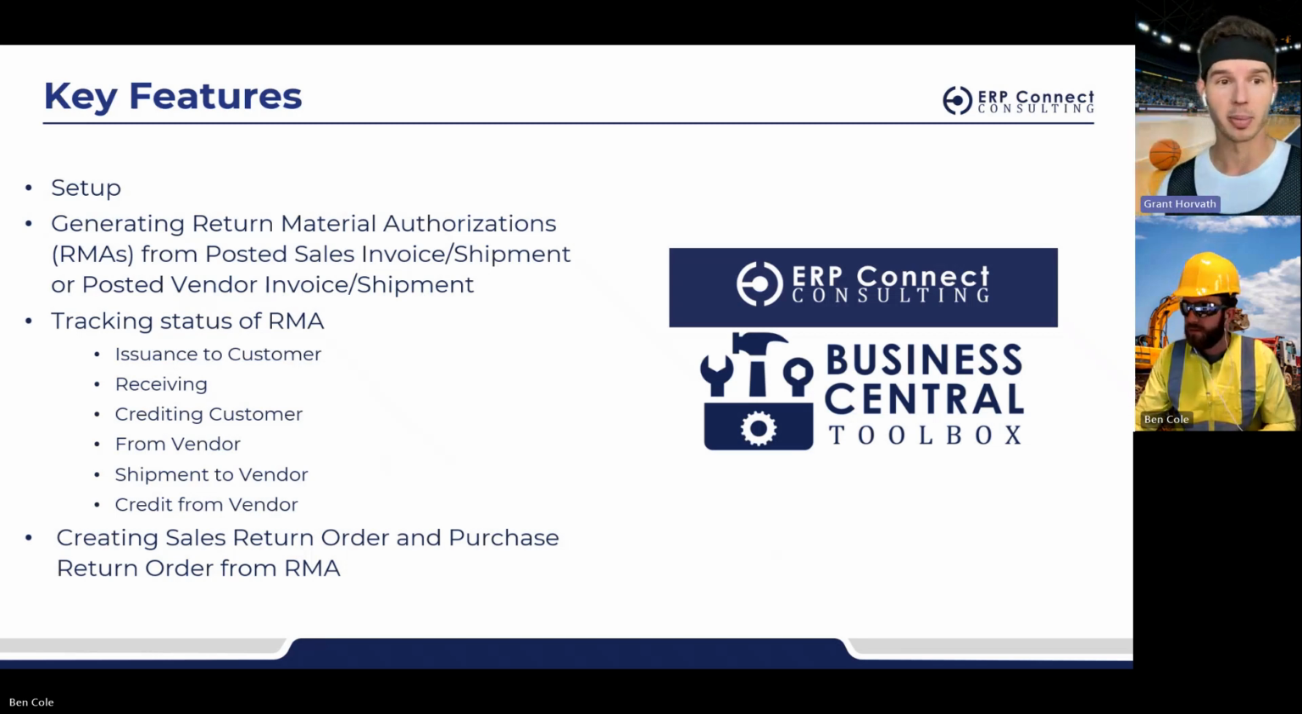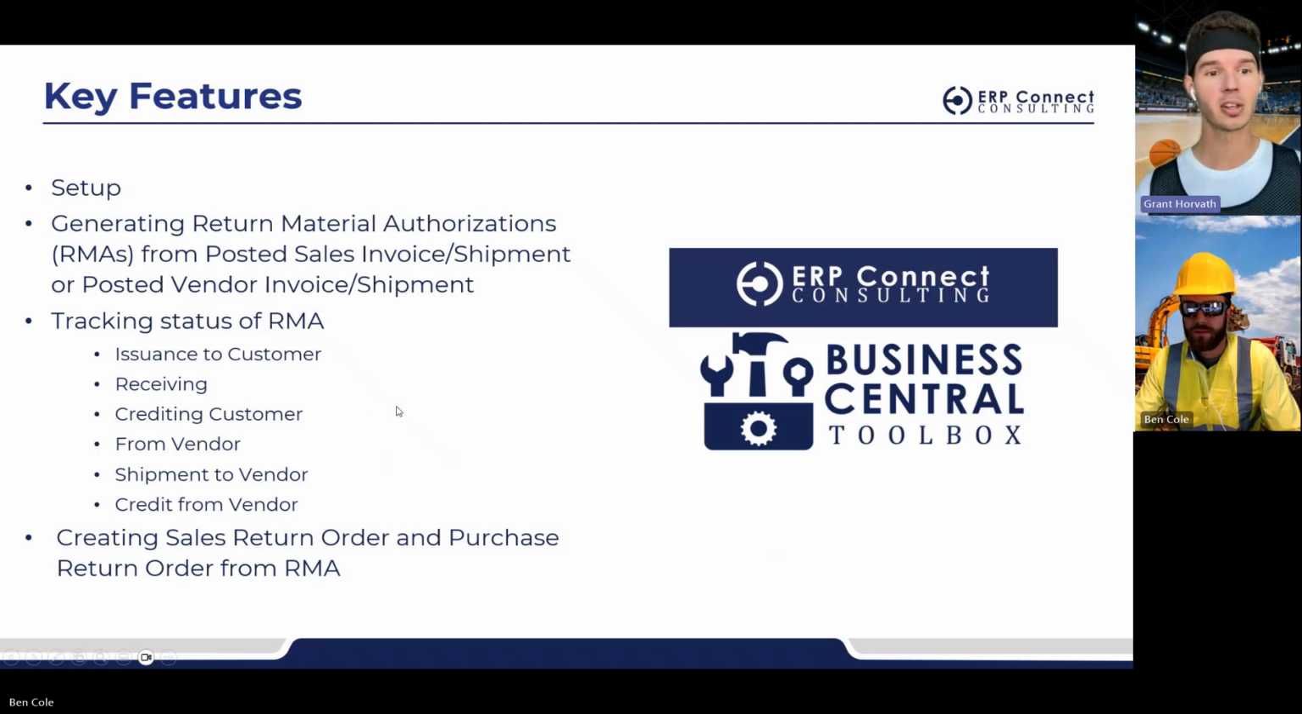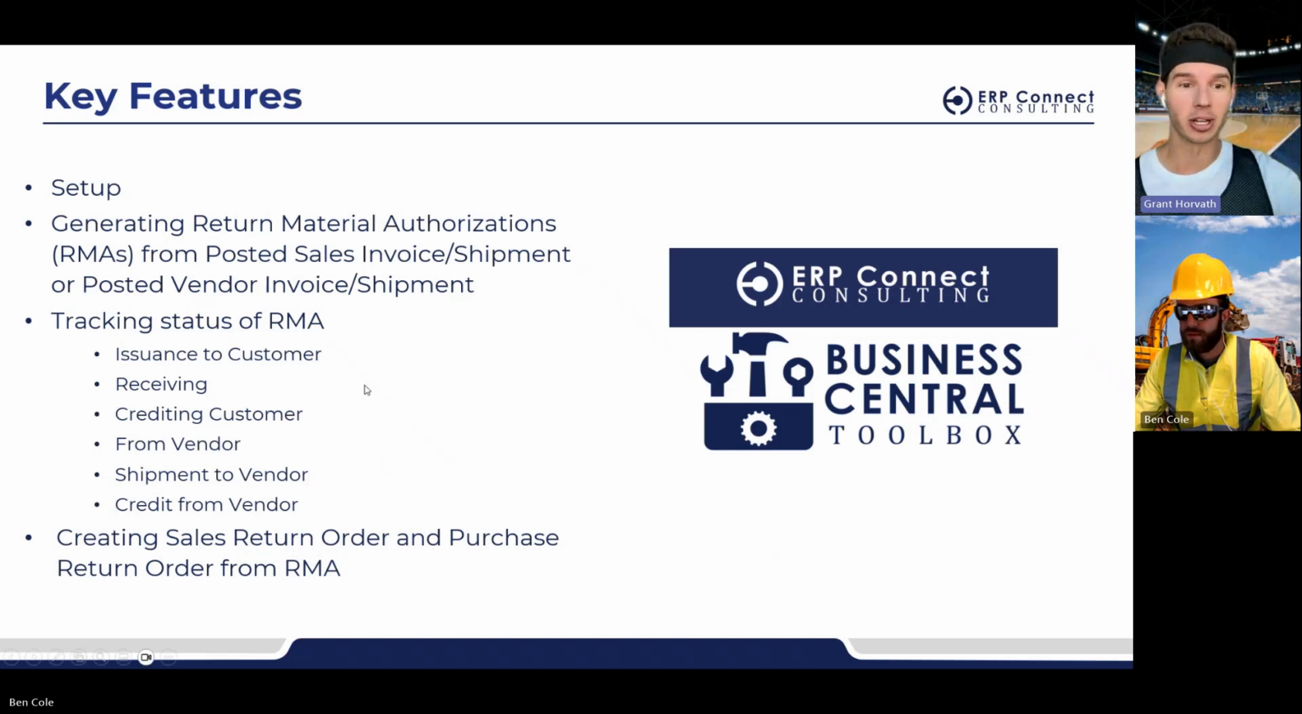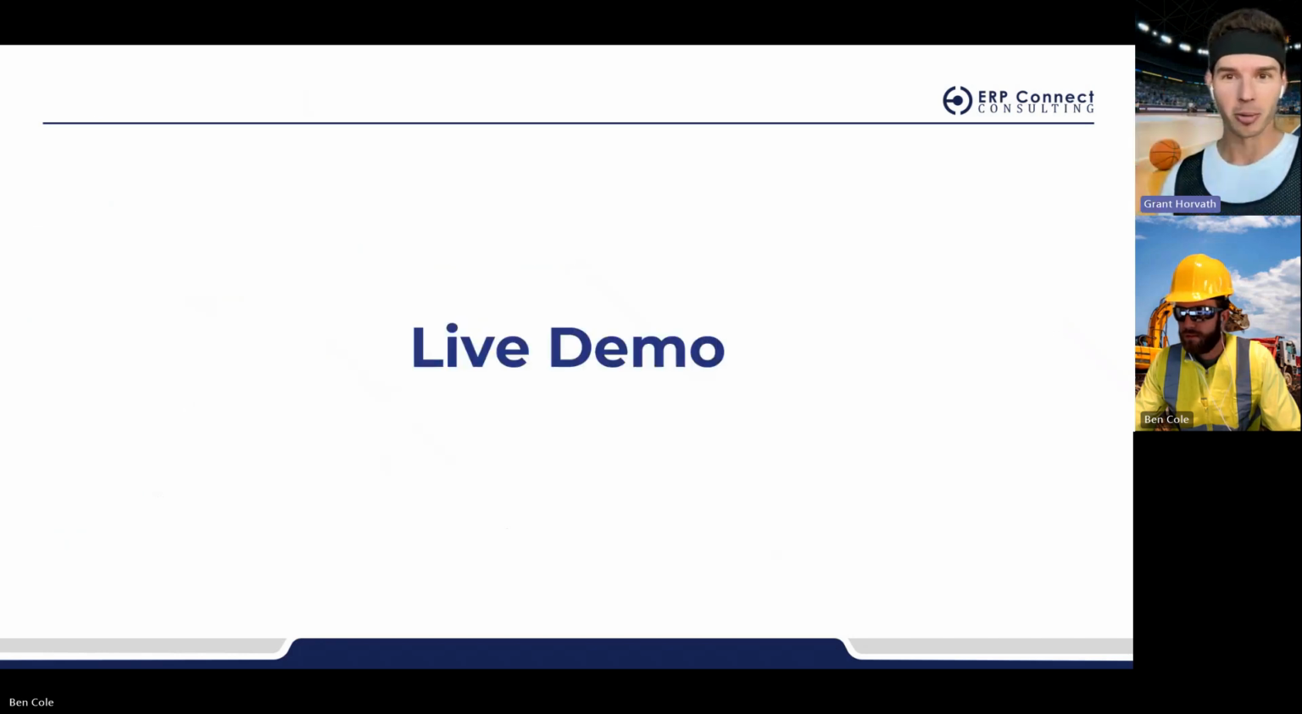We are going to be talking about how to generate RMAs from posted sales invoices and shipments or vendor invoices and shipments. We're going to track the status of an RMA all the way through the cycle of issuance to customer to crediting the customer, and then going on the vendor side and getting a credit from the vendor. And then we're going to finish it off with creating the sales return order and purchase return order from the RMA. So we like to work hard, play hard, like we said before. We're going to dive right into it.